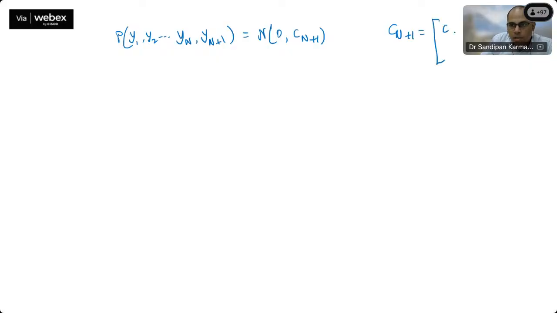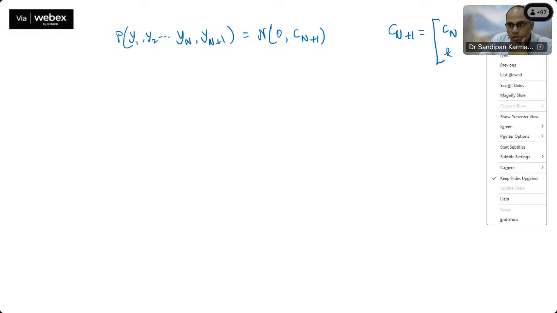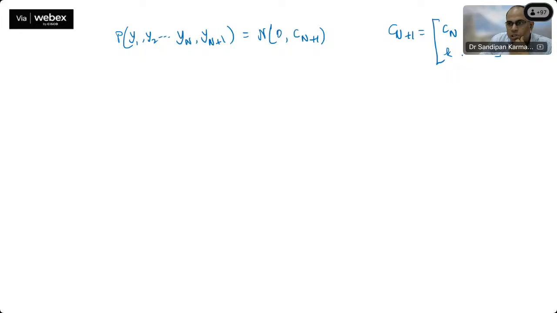So Cn plus 1 will be an augmented form of the Cn. Along with Cn, we write Cn in one block. Along with this, it will be K, this side also K, and this side small c. Just look at this. This is n cross n, this is n cross 1, this is 1 cross n, and this is 1 cross 1.